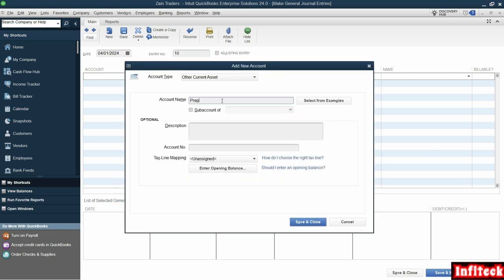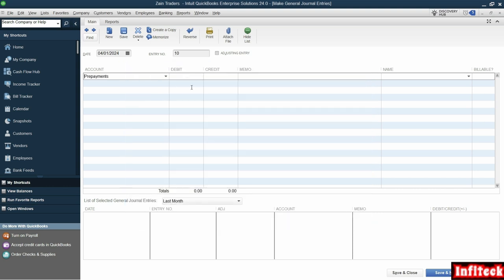Let's write here prepaid expenses, or you can simply write prepayments. Since this is not an opening balance, we are in the middle of the day-to-day transactions now. So there is no opening balance once you have finalized the trial balance. Just remember that. So save and close, and the amount will be 30,000 debit.